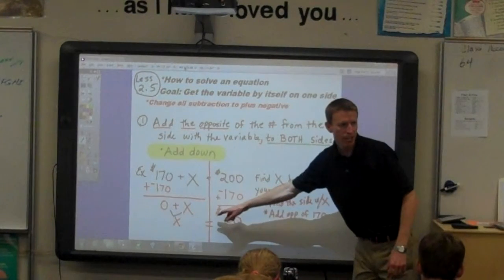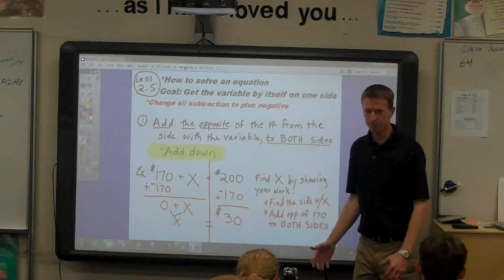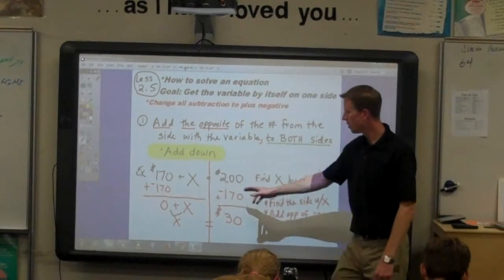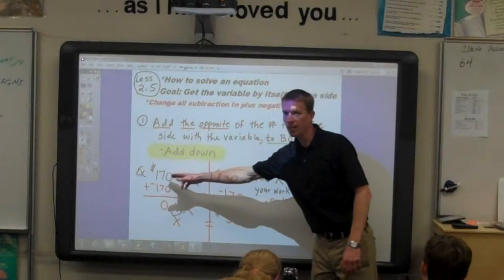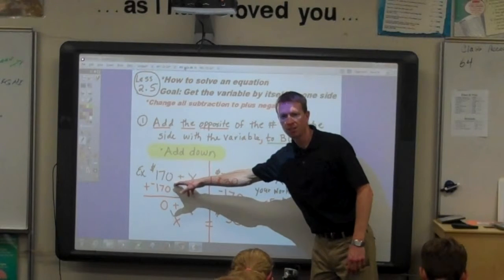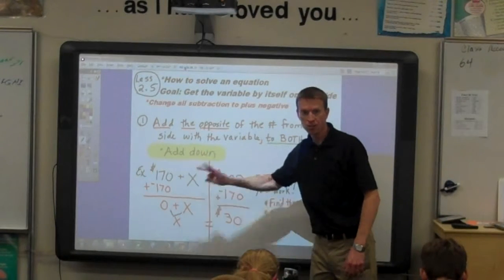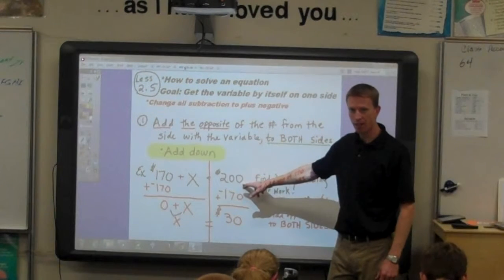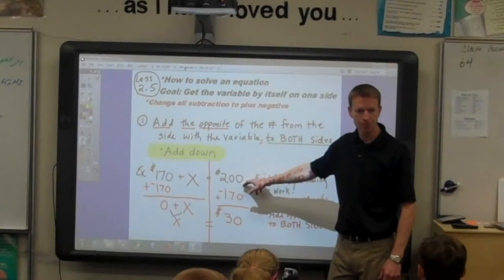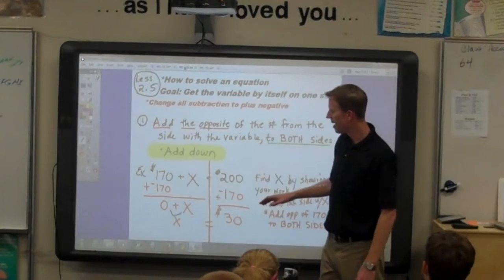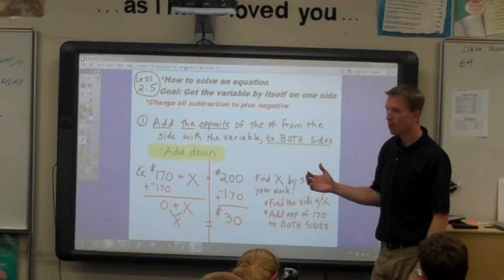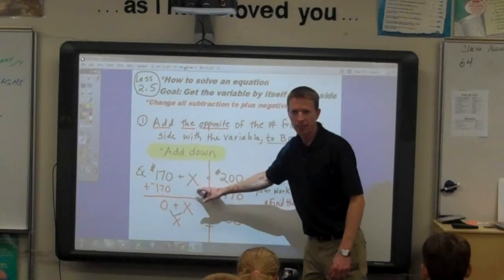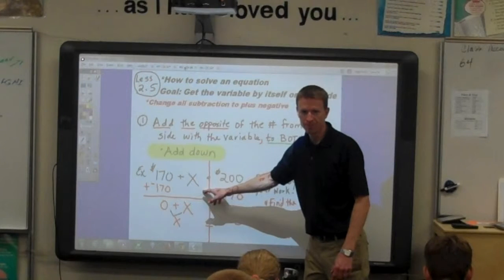Look at this line. See how it divides the equation into two sides? You call it a left side and a right side. Okay? There are two sides here. On the left side, you have $170 and X. So you have two terms. On the right side, you've got one term, $200. Everybody see that? Okay. Now, in order to solve the equation, you have to get rid of the term that's on the same side as the variable.